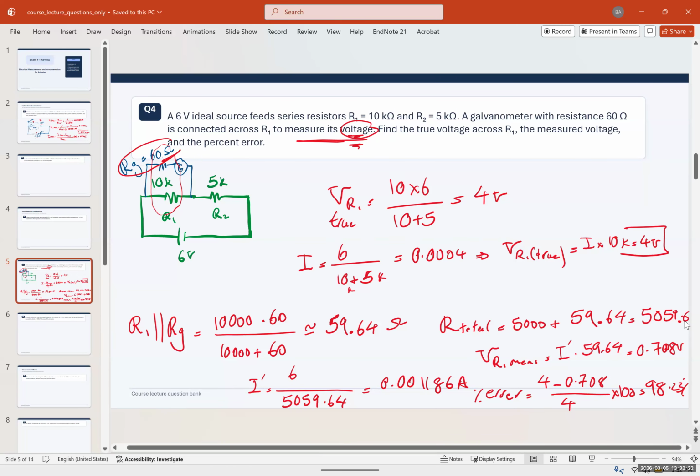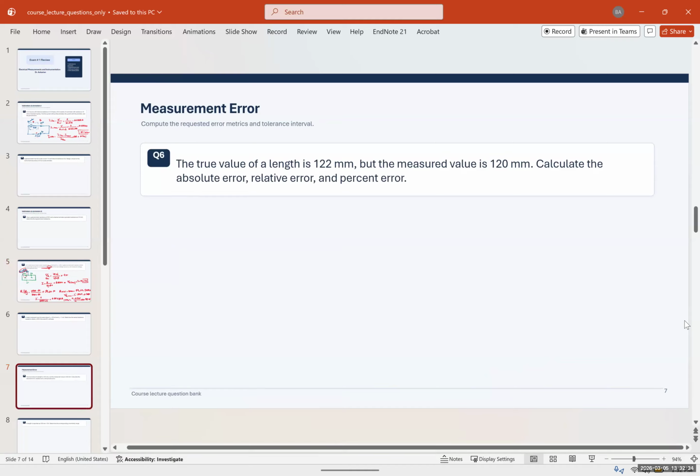Let's do one on errors. This one. The true value of a length is 122 millimeters. This is the easy one. The measured value is 120 millimeters. I calculate the absolute error, relative error, and the percentage error.